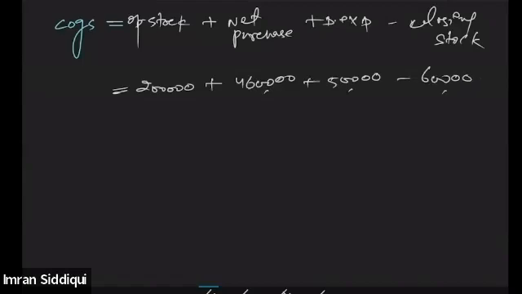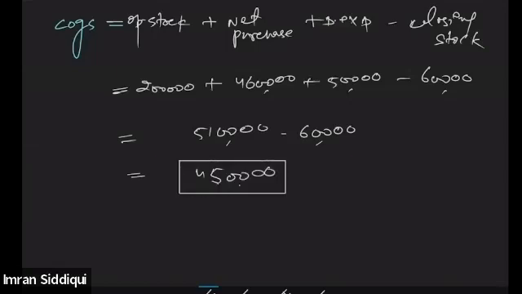Done. This is it. So 2 lakh plus 460, that will be 660 plus 50, 5 lakh 10,000 minus 60,000. Tell me, what will be the answer? 4,50,000, I guess. Right, Alexander? You got the COGS as 4,50,000, right now?